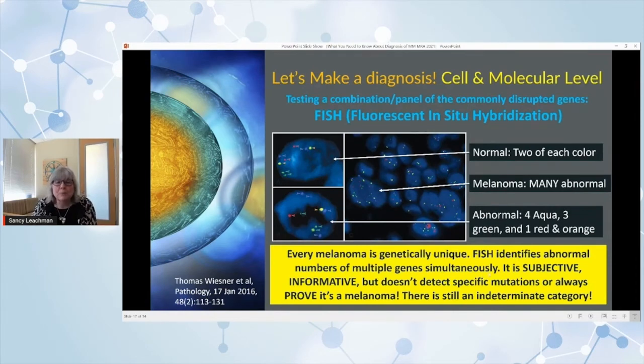But again, it's subjective. The dermatopathologist or the molecular pathologist has to look at it and make a call. How many cells like this do you need for it to be called a melanoma? How many different colors in one nucleus do you need to call it a melanoma? It is incredibly informative when you see something like this and all of the other stuff is still indeterminate for you to say, this is probably a melanoma. But it doesn't detect the specific mutations, and it doesn't always prove it's a melanoma. So there is still an indeterminate category.